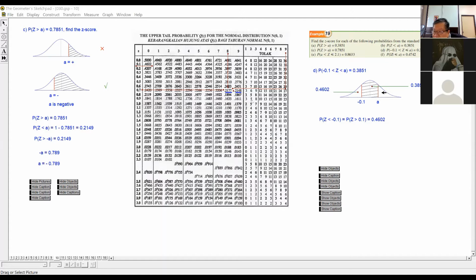Can you tell me what is the blank space here, the upper tail here? So the upper tail, this part, is 1 minus 0.4602 minus 0.3851. You use 1 minus this shaded area and the lower tail, you will get the upper tail. So the upper tail is 0.1547. So you look at the table there, 0.1547.